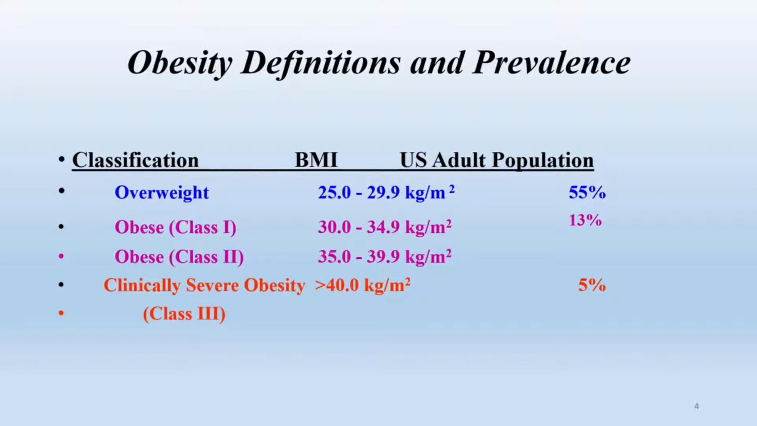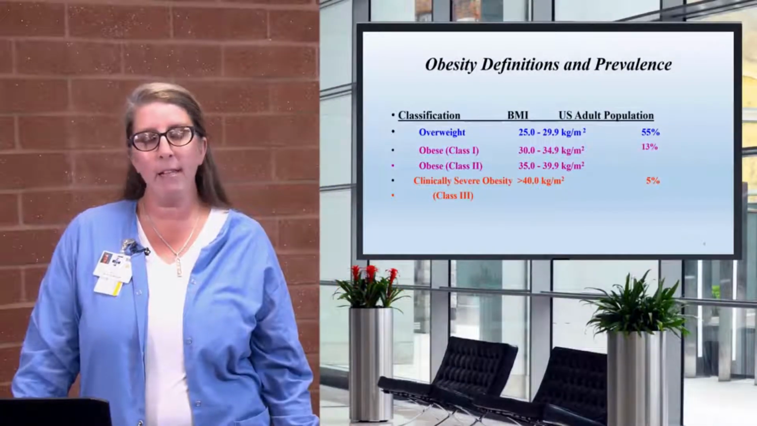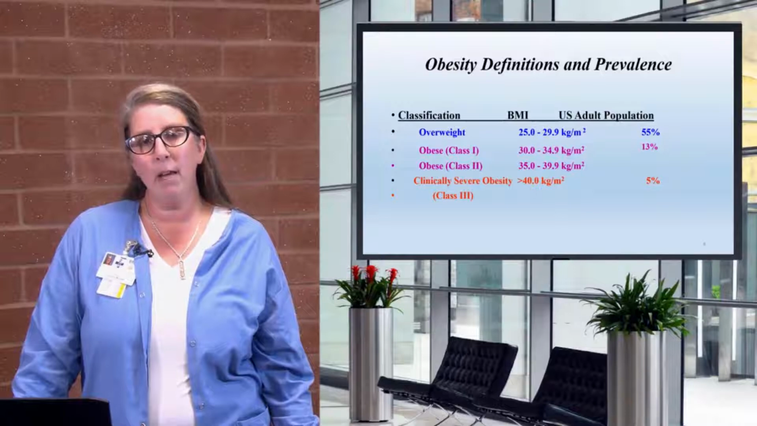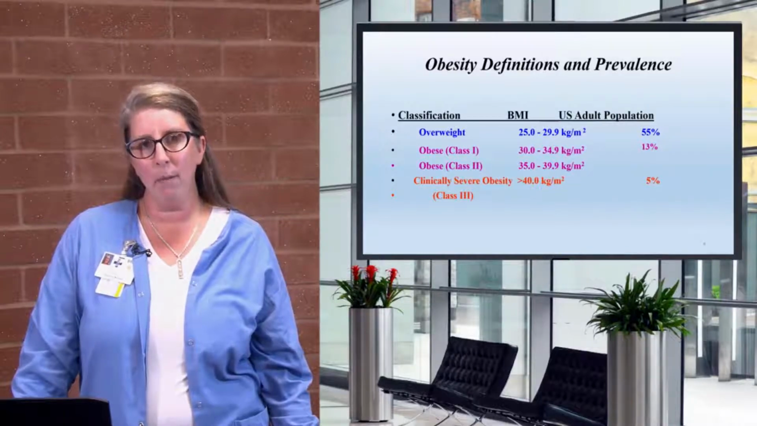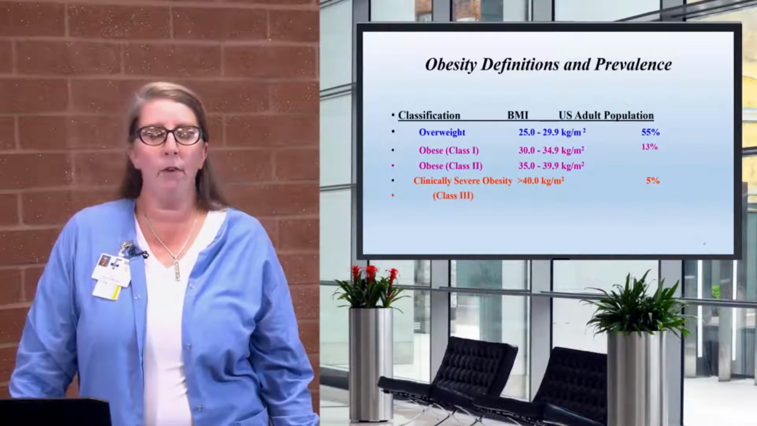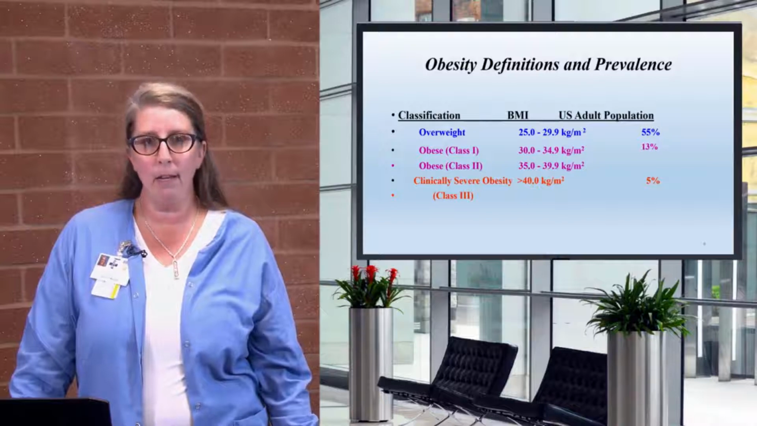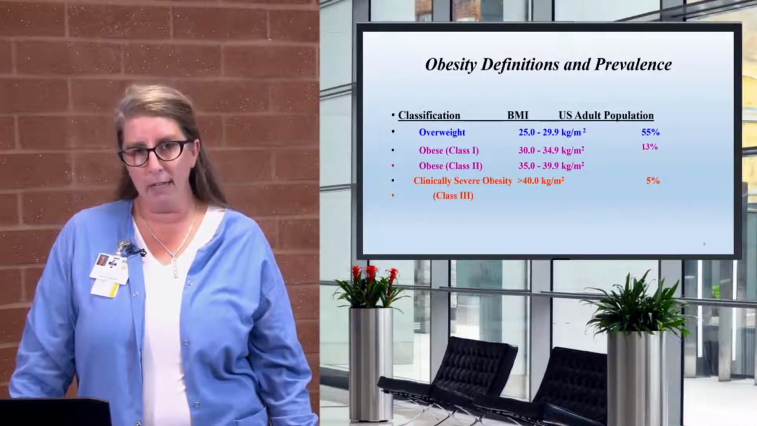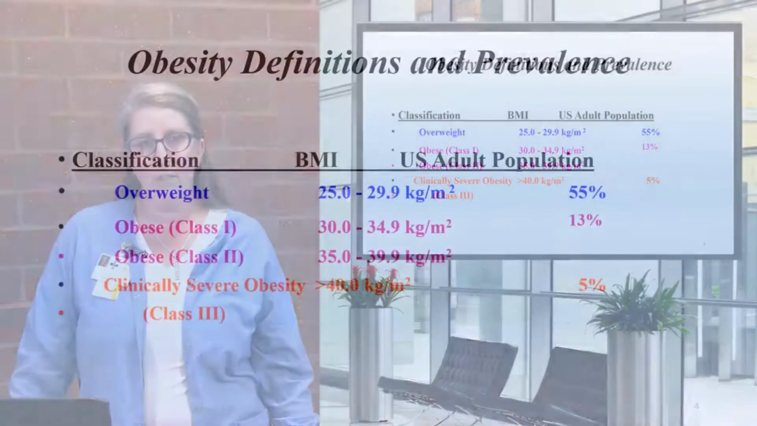Folks in that category are a candidate for bariatric surgery if they also have something called an associated comorbid health condition. That's a fancy word for something else going on. So somebody with a BMI of 35 with high blood pressure, or a BMI of 37.2 with sleep apnea, or a BMI of 39.8 with type 2 diabetes would be a candidate for bariatric surgery.